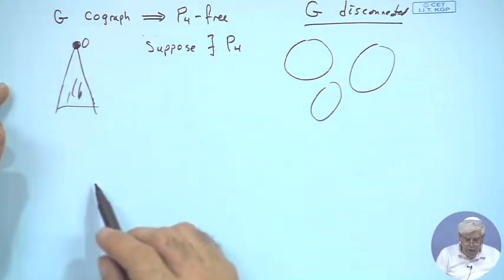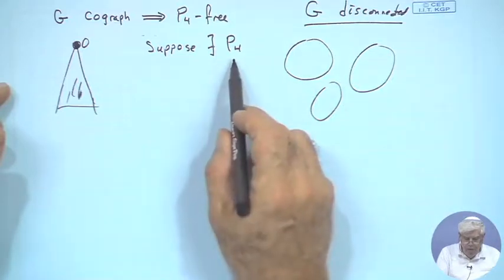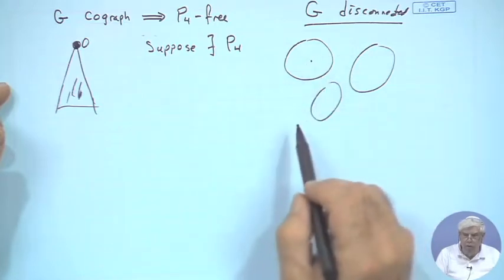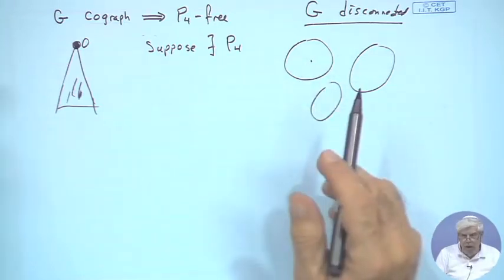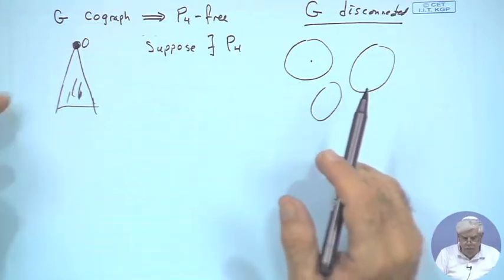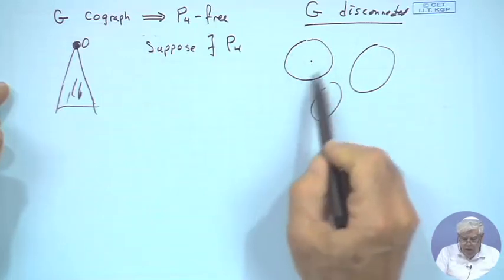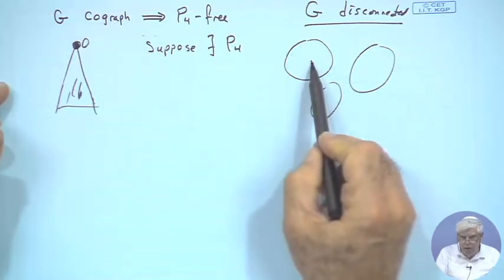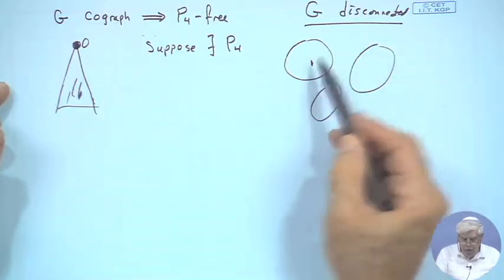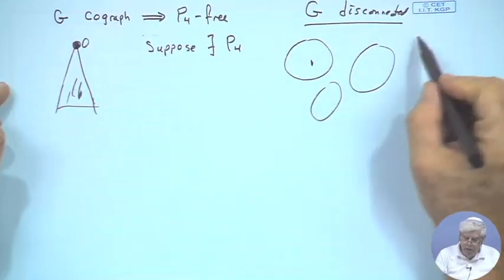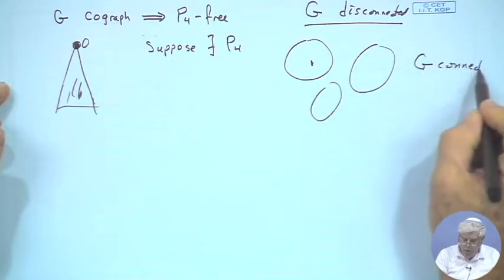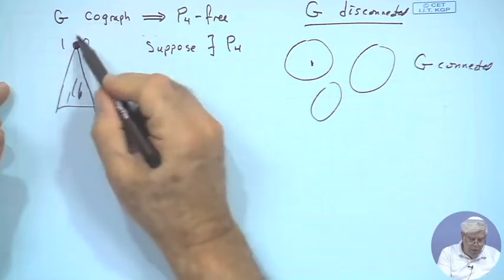And where would this P4 exist? Well, if these are connected components, it would have to exist inside one of those components. If I assume by induction that smaller graphs satisfy the theorem, then it cannot live in a smaller cograph. That handles the disconnected case. For the case where G is connected, it's a cograph. The label here would be 1.